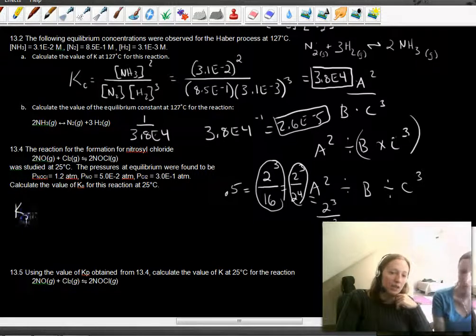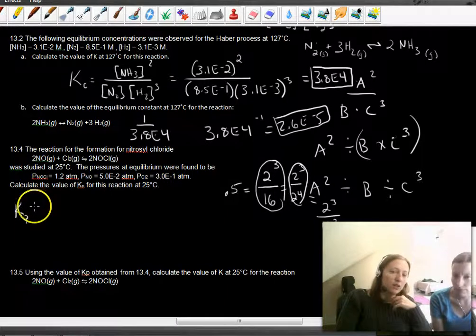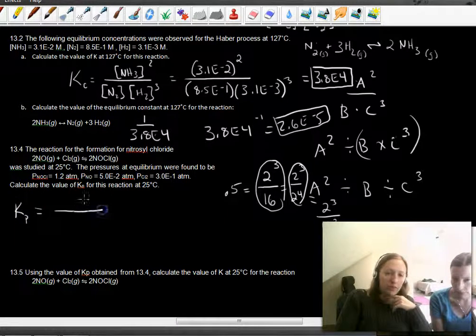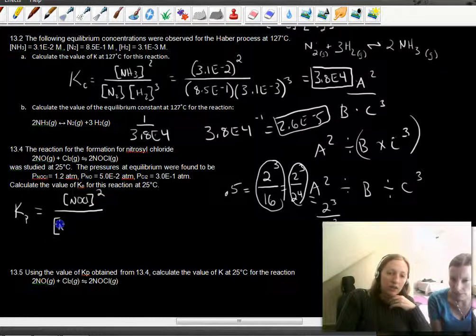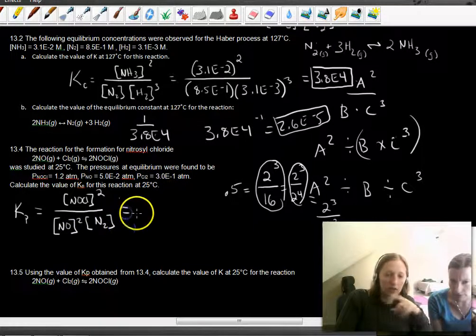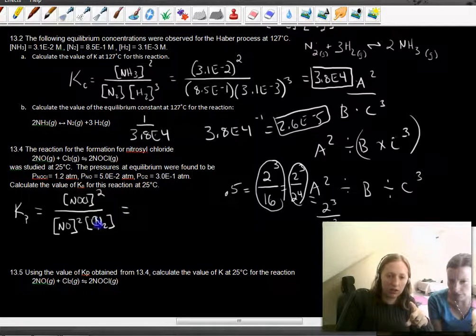So K sub P, this is your equilibrium constant with pressures, is equal to your products, NOCl, and we've got to square that, divided by your reactants, squared, and nitrogen. So that's going to be, where's our NOCl? 1.2. Oh, yeah, chlorine is important. I have an eraser. Is it going to work?